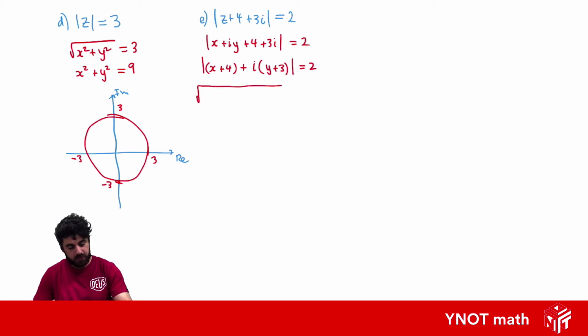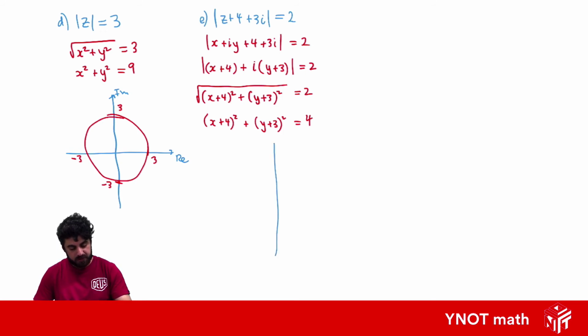Now the modulus is just going to equal the square root of our real part, x plus 4 squared, plus our imaginary part, y plus 3 squared. This equals 2, so let's square both sides. So we get x plus 4 all squared plus y plus 3 all squared equaling 4. And hopefully we can see this is just a circle, but not centered at the origin. We have our real axis and our imaginary axis. So this circle is centered at minus 4, minus 3 over here with a radius of 2. We get something like that.